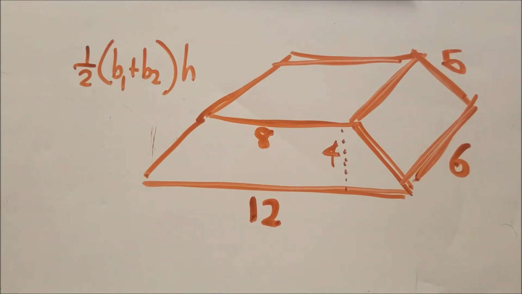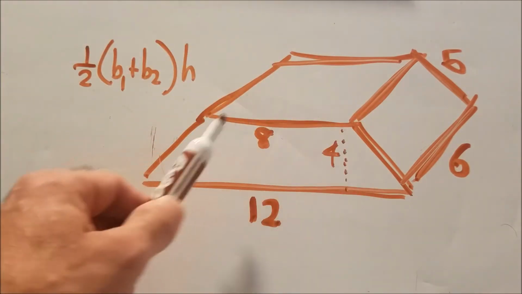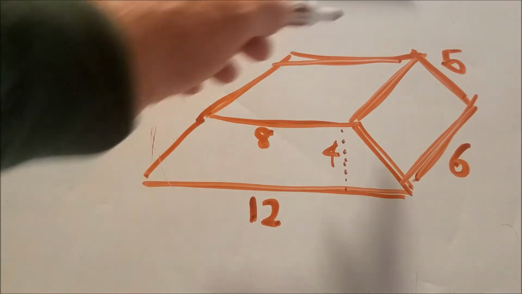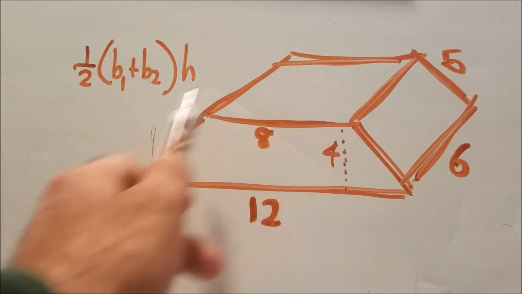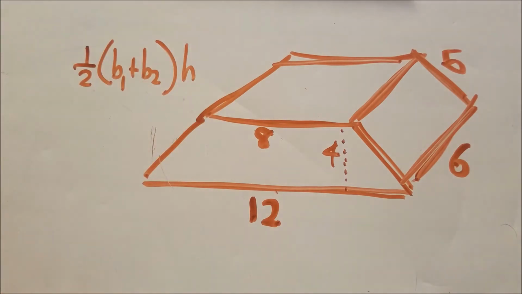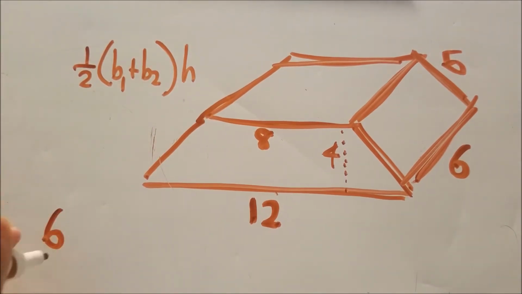So the first thing we should look at is how many sides we have in this trapezoidal prism. Well, we have a front and a back, so that's 2. We have 2 sides, that's 4 now. We have a top and a bottom. So we have 6 faces.